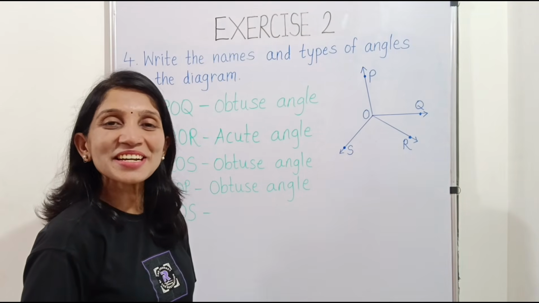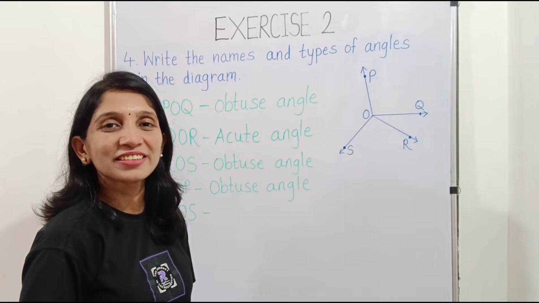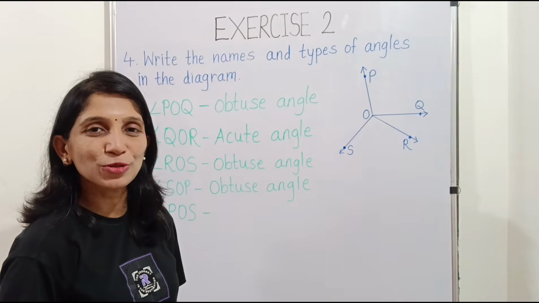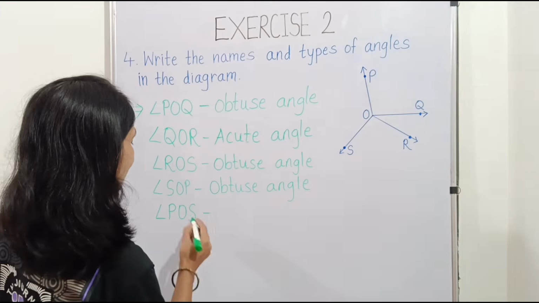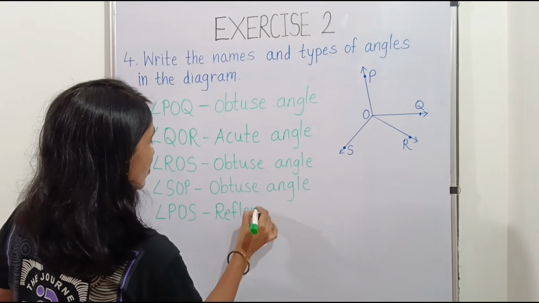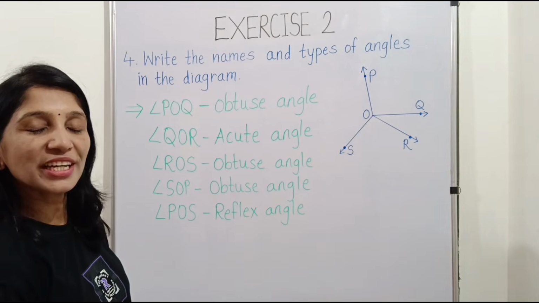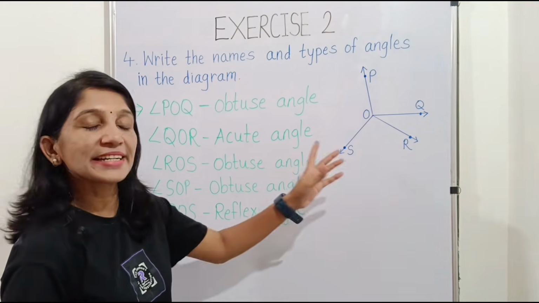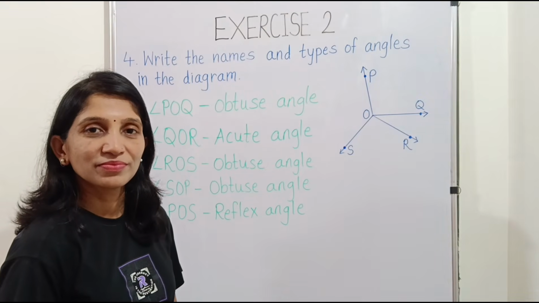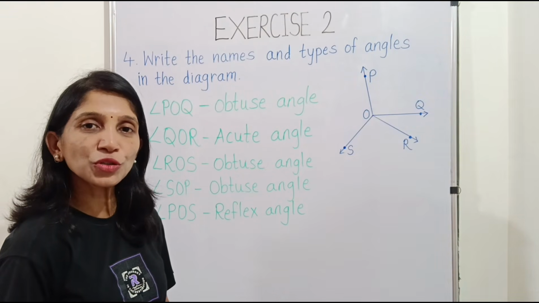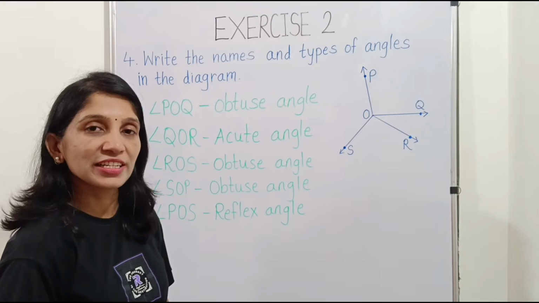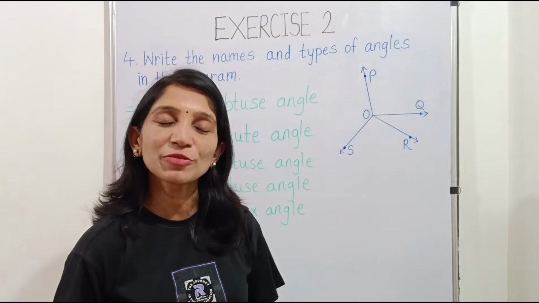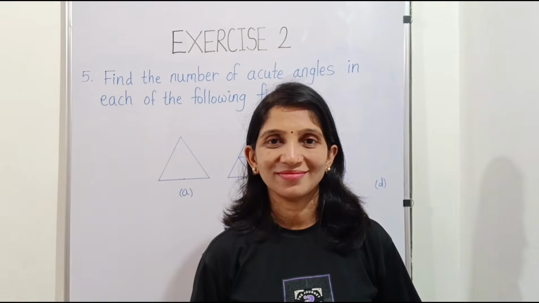Exactly. It's a reflex angle. Like a clock shows time 8 o'clock or 7 o'clock. Okay, now it is sufficient. So we will not get an example of a straight angle or zero angle here. Just we will get acute, obtuse and reflex. There is no right angle also. Okay. So our mission 4 is also accomplished.